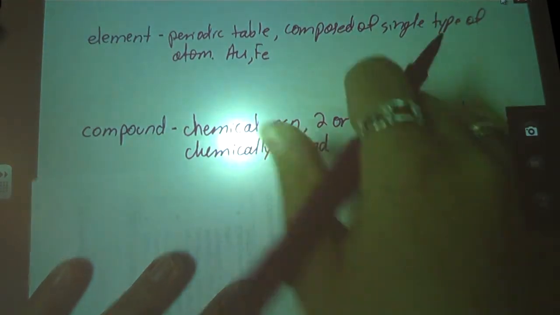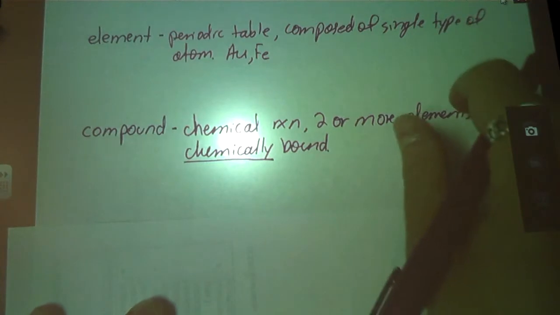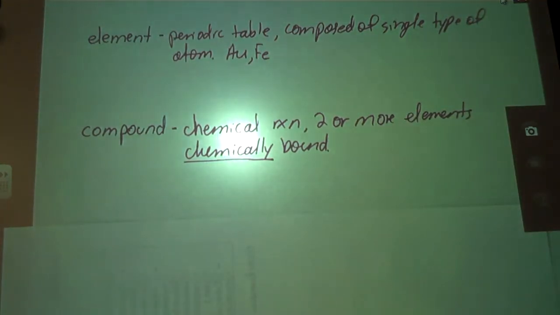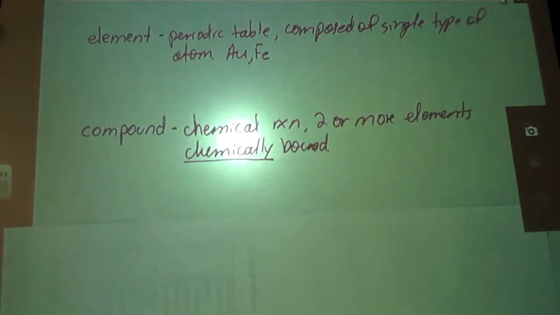chemically bound. Chemically bound usually refers to an interaction between the electrons. We talked about atoms. Those outermost electrons will interact in a couple of different ways. And that's what creates that chemical bond. What is a bond? A bond between 2 or more elements, 2 or more atoms.